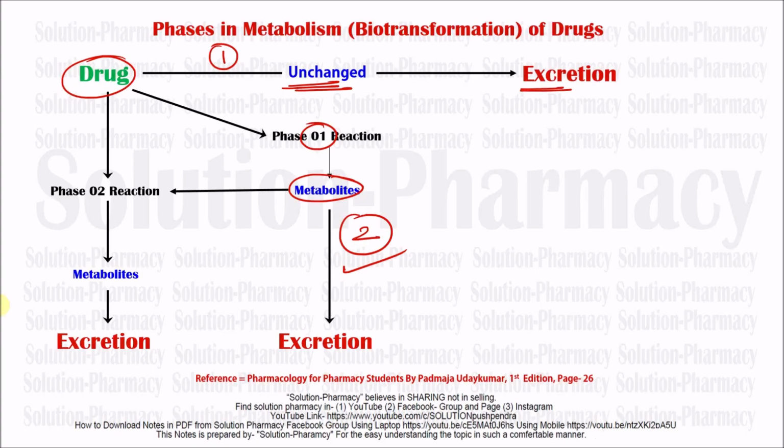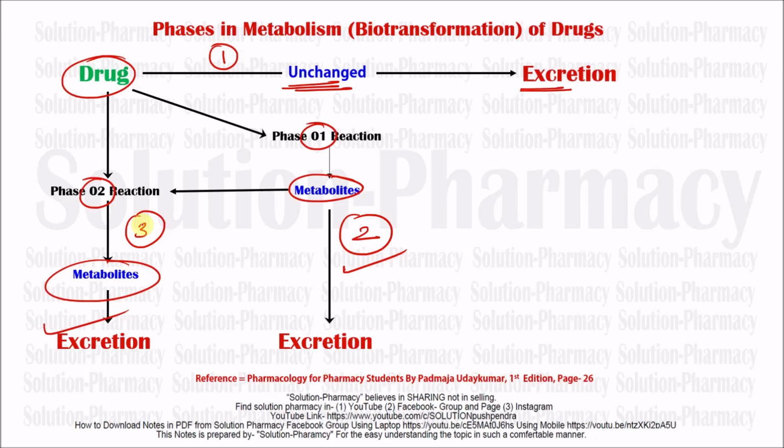But if the metabolite is not water soluble, that metabolite will now go for the phase 2 reaction, and you know it very well that phase 2 reaction is a synthetic reaction or conjugation reaction. So in this case, the drug is converted into a more water soluble or more polar substance so that the metabolite will be water soluble and may get excreted. So this is the third option for the drug for being metabolized. This is a very important step.